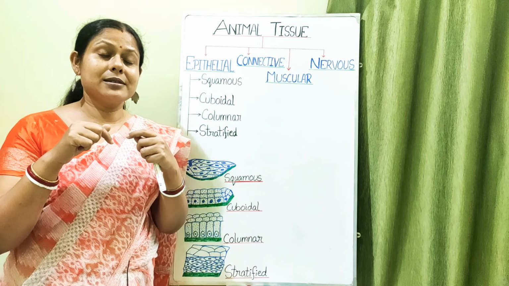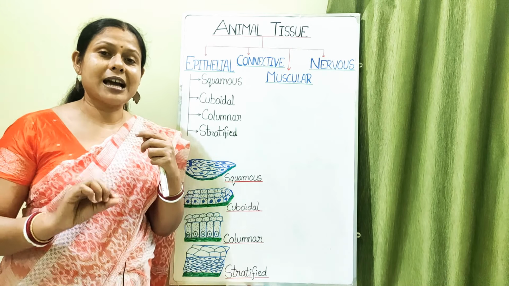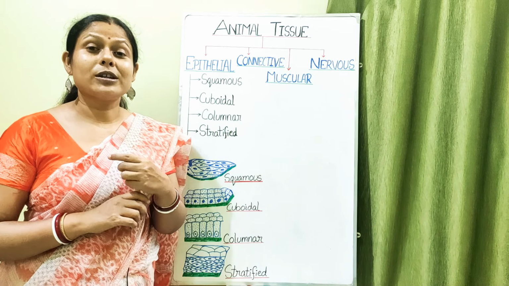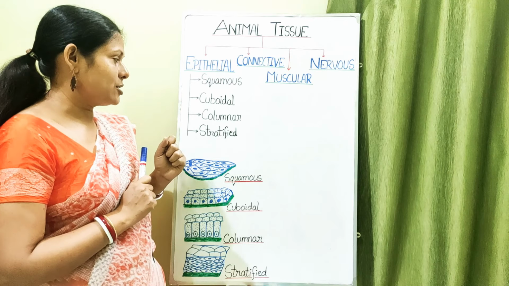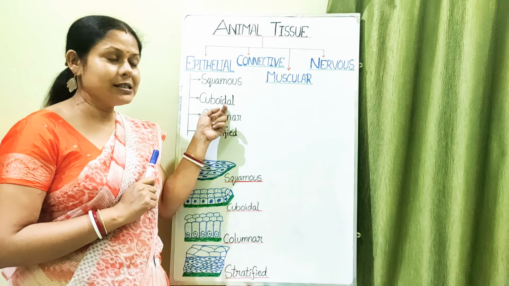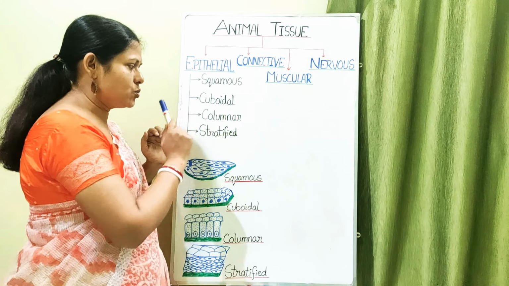So those are the places from where the secretion will take place. So they have a specialized epithelial tissue which is called glandular epithelial tissue. Now these glandular epithelial tissues are either cuboidal in nature or columnar in nature. What is the basic difference between cuboidal and columnar?